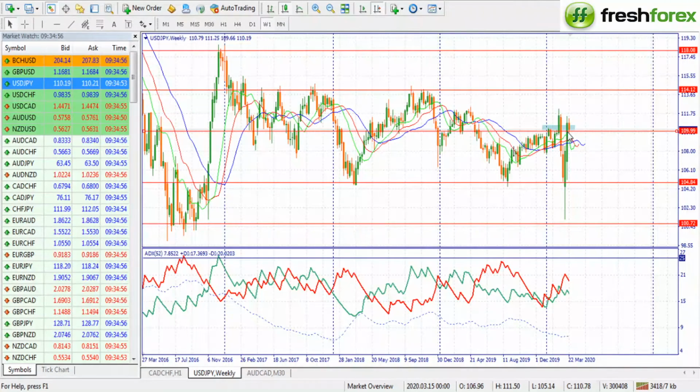So this should give us a good place to look for a buy from. If you have to trade this, pick a buy up to 114.12. We expect price to continue upwards up to this resistance here.